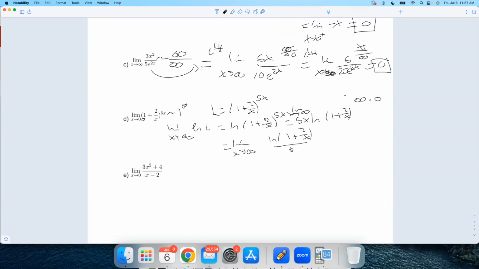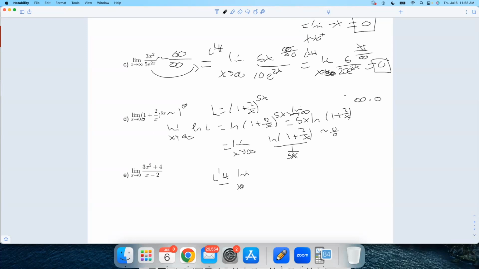And then rewrite this guy, that 5x is 1 over 5x in the bottom. Now let's check our form. 2 over x goes to 0 as x goes to infinity. 1 plus 0 is 1. Natural log of 1 is 0. 1 over infinity goes to 0. This is of the form 0 over 0. Now L'Hopital's applies because I've got a fraction of indeterminate form 0 over 0. Now I can use L'Hopital.